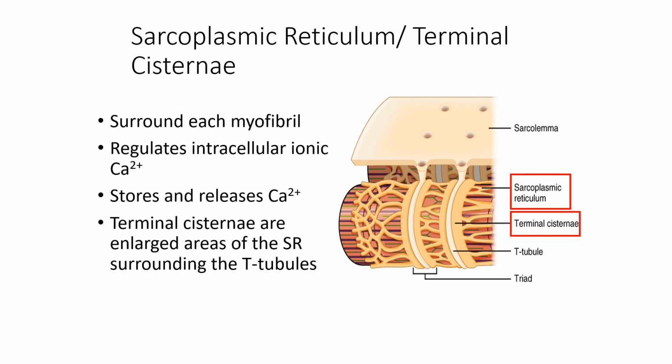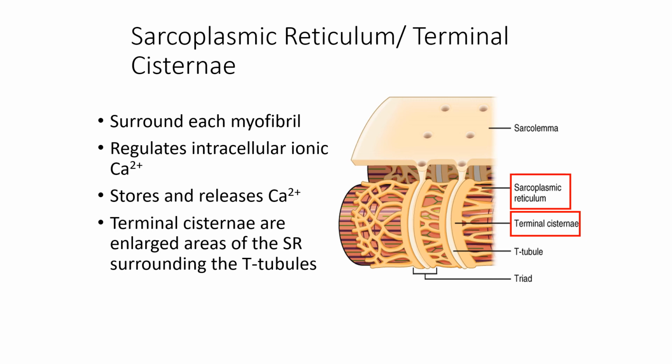So the sarcoplasmic reticulum is an elaborate, smooth endoplasmic reticulum that mostly runs longitudinally and surrounds each myofibril. It functions in the regulation of intracellular calcium levels. So it stores and releases calcium on demand when the muscle fiber is stimulated to contract. So it provides the final go for a contraction to occur.